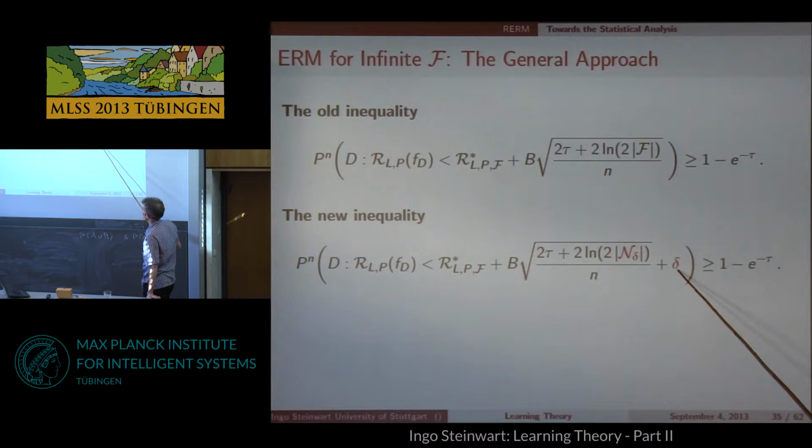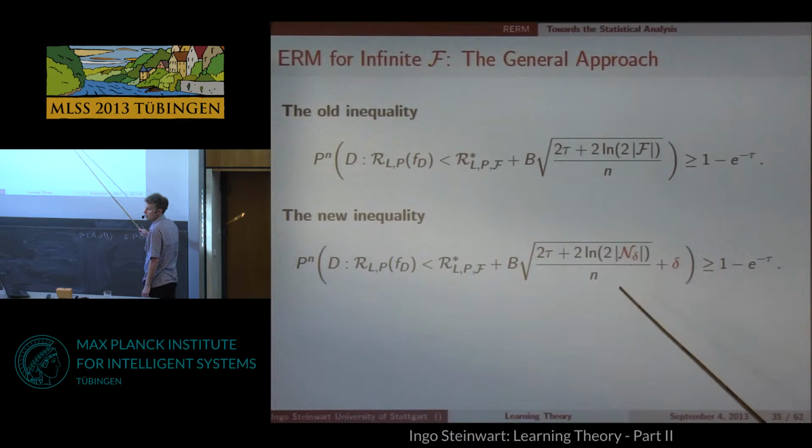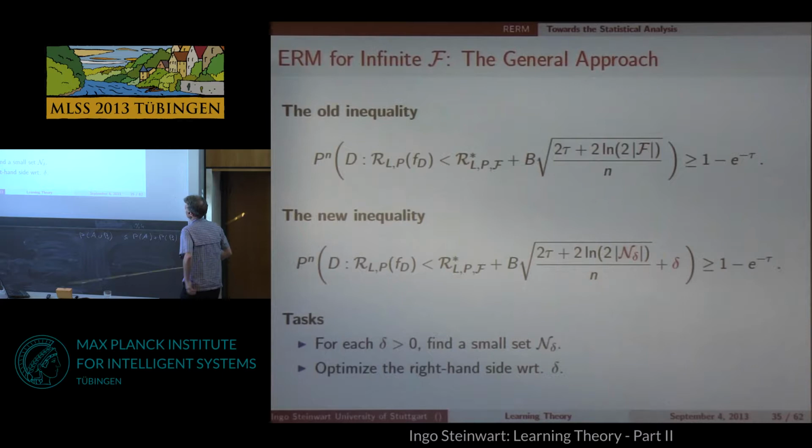This will be the effect. And now assume that for each delta greater than zero, we find such a set. The next step would be to optimize the right-hand side with respect to delta. This is what we will do. We will look for each delta for a small set script n and then optimize the right-hand side of the new inequality. Okay, so this is the basic outline.